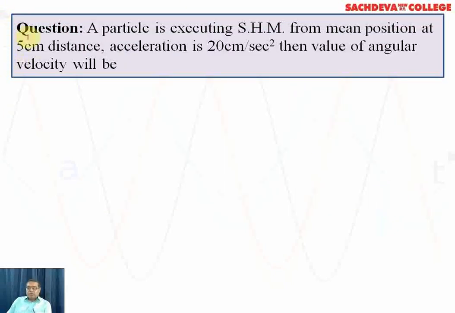Now in our next question, a particle is executing S.H.M. from the mean position at 5 centimeters distance. When the particle moves about 5 centimeters from the mean position, the acceleration at that instant is 20 centimeters per second square. Then what will be the value of angular velocity? That is, we have to find omega, the angular velocity, that is v over r. So that concept we have to continue.